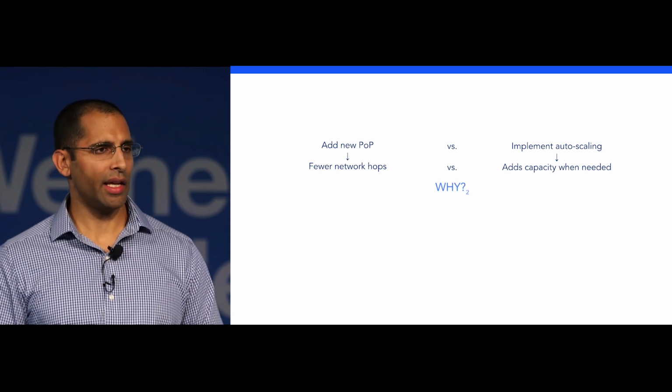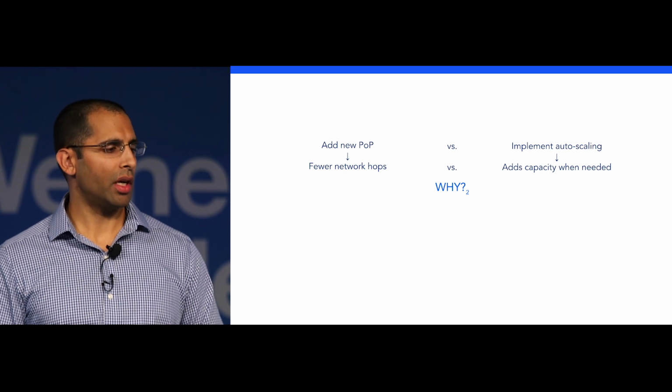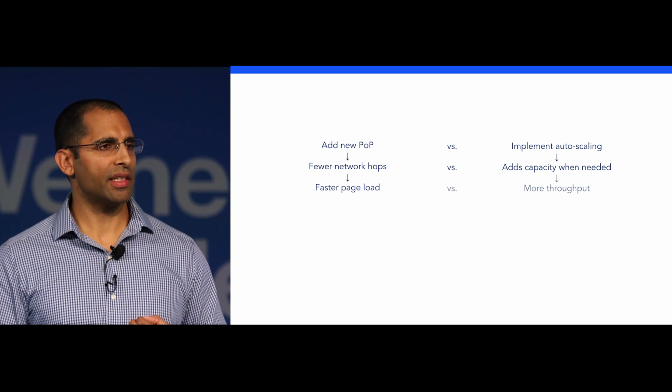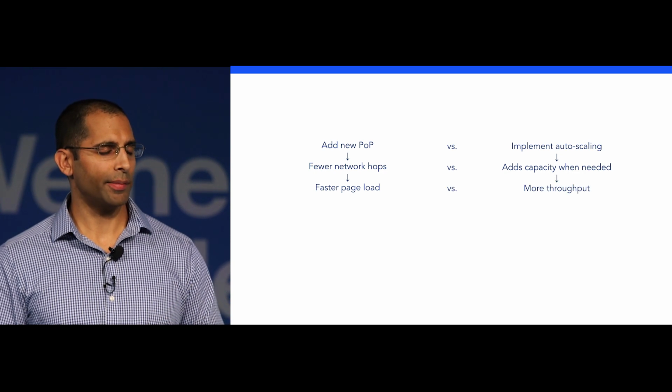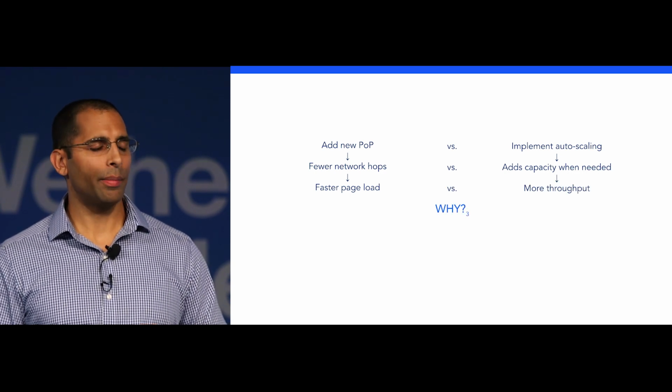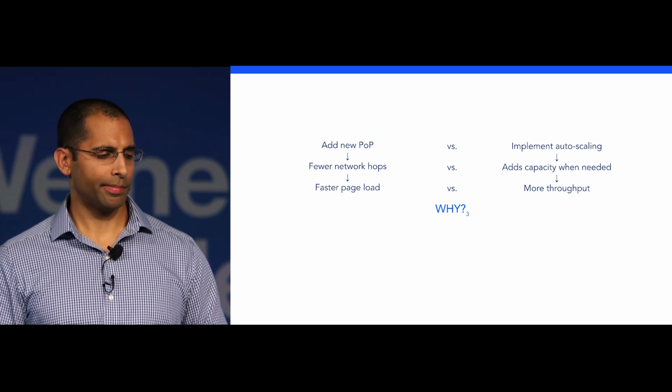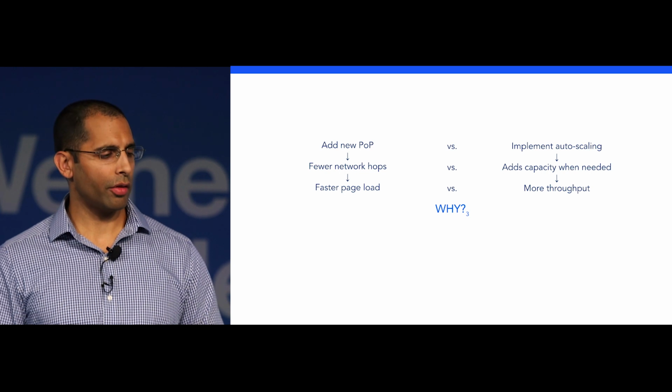Let's ask why again. Why do we want fewer network hops? Well, we want a faster page load. We want the users to experience the site more responsively, more quickly. And why do we want to add capacity when needed? Because that gives us more throughput during the peak times. Okay, that's 2 whys. Let's go for a third.